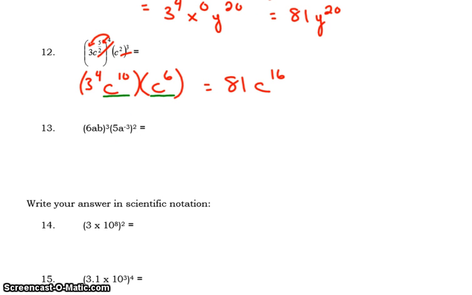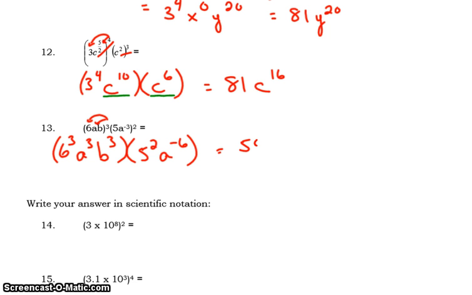Same idea for number 13. Everybody's going to get that exponent of 3. So 6 to the 3rd, a to the 3rd, b to the 3rd, times 5 squared a to the negative 6. Because I'm going to distribute those exponents to everybody inside. Now 6 to the 3rd is 5,400. I'm sorry, 6 to the 3rd times 5 squared is 5,400.